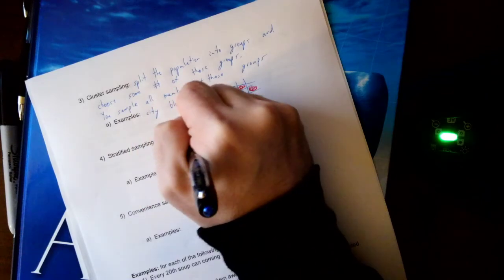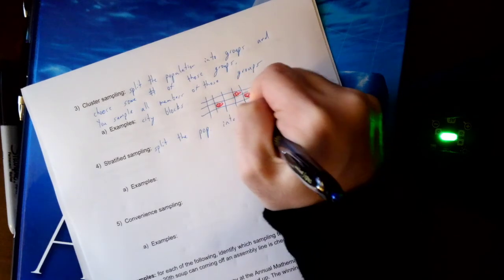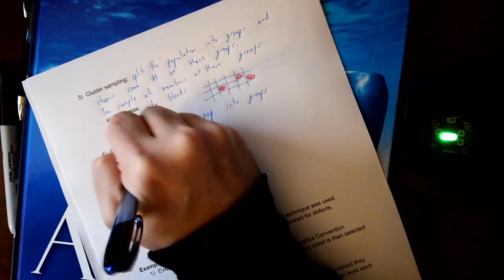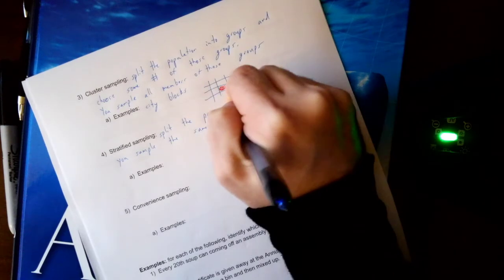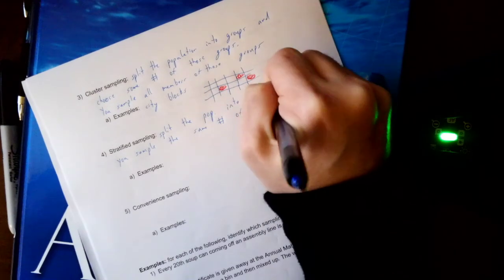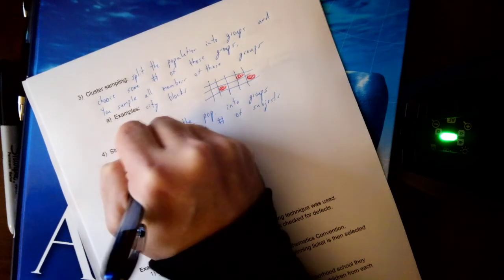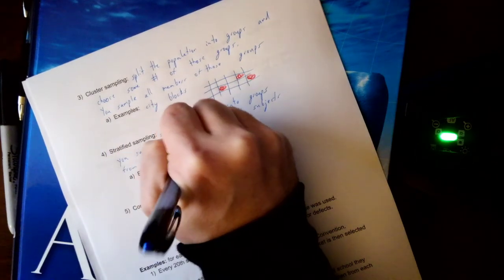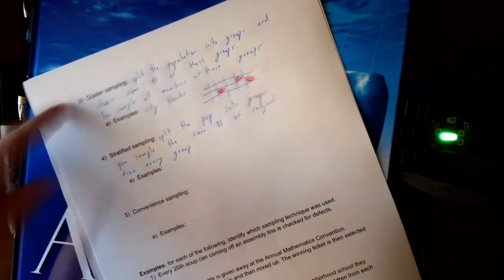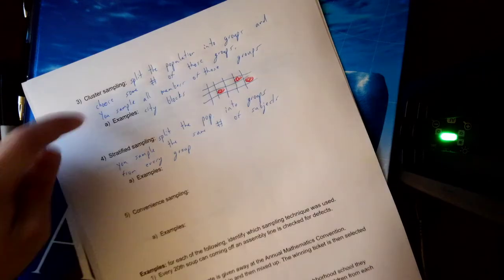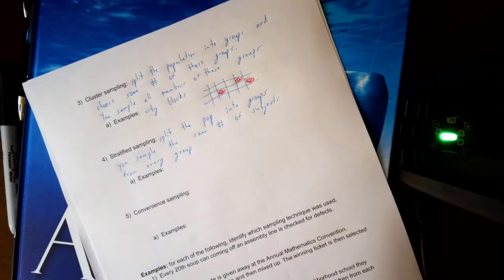Now, stratified sampling starts off the same. You split the population, I'm abbreviating it POP, into groups, but now you sample the same number of subjects from every group. So you split the population into groups, just like cluster. Stratified and cluster both involve splitting the population into groups. Cluster, you choose groups to sample. Stratified, you choose people from every group to sample.